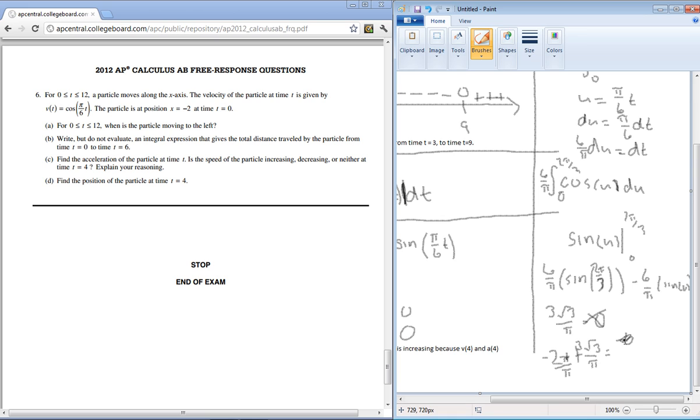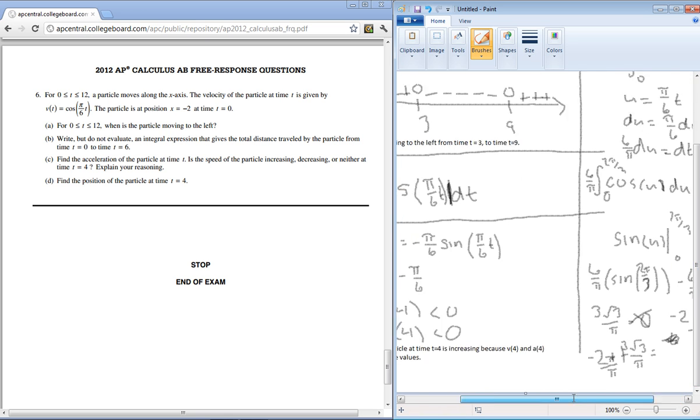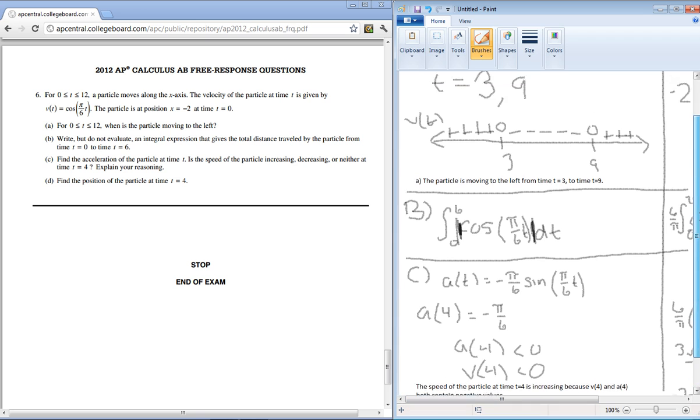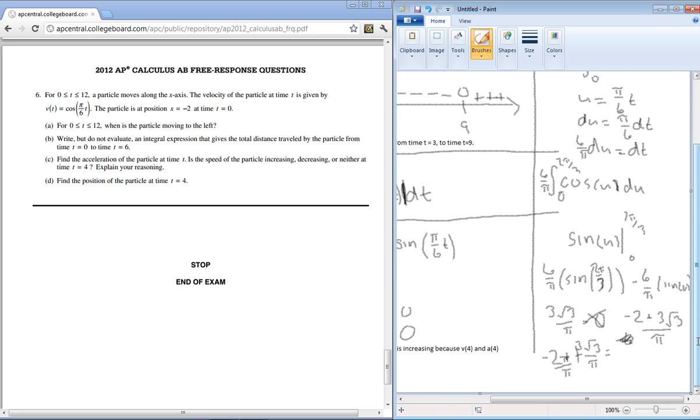No, what am I doing? Sorry. -2 plus 3 radical 3 over pi. Now, don't ask me if this is right. I did the process right, I think. And like I said, I forgot most of my calculus, so this was a good refresher.